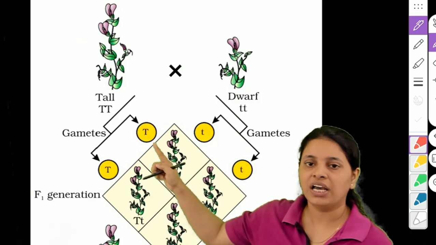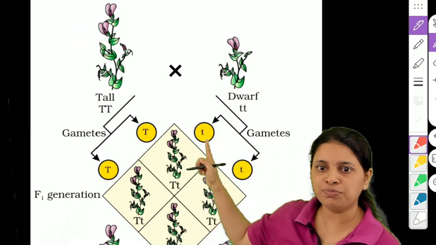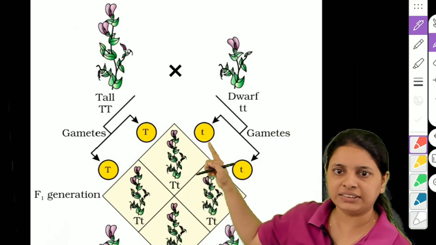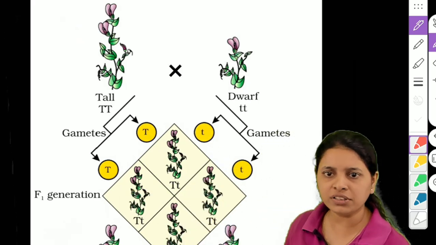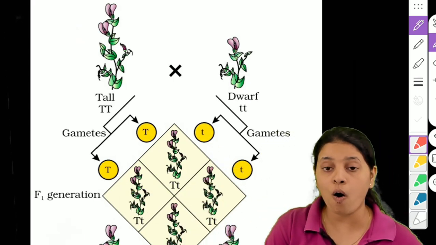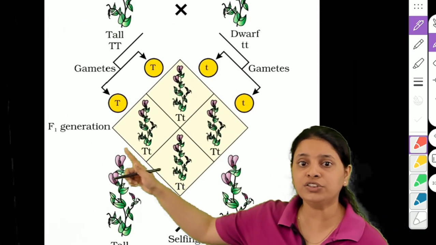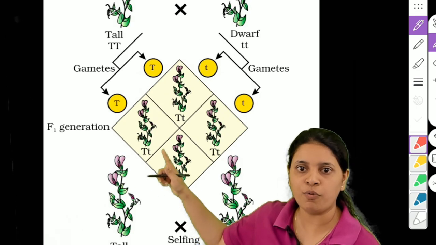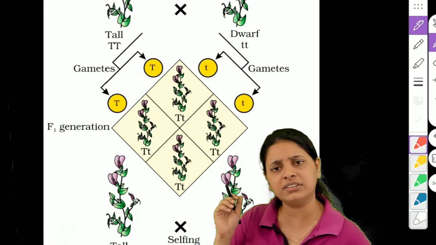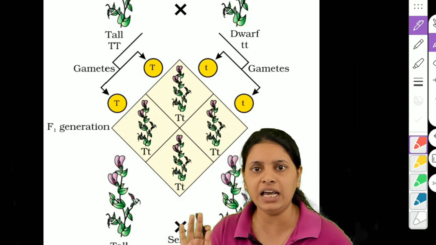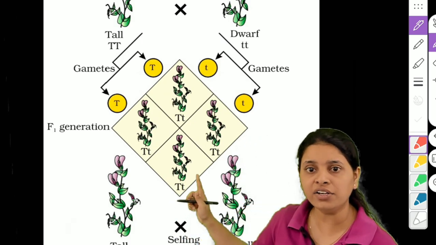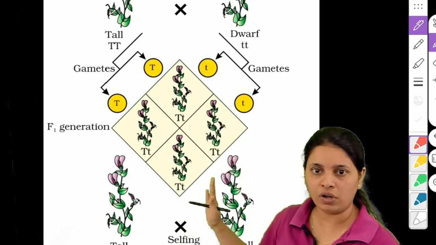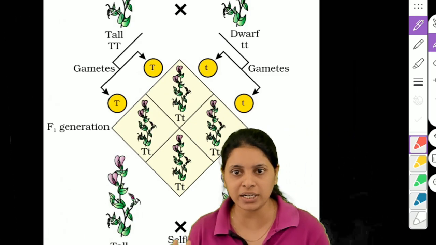Now either this capital T will fuse with this small t or with this small t, or the second capital T will fuse with this small t or this small t. Whatever the combination is, you can see all the plants in the F1 generation have the genetic makeup capital T, small t. All these four plants have the same genetic makeup, and the height here is tall, right? All the F1 generation plants are tall. That means tall height is dominant.